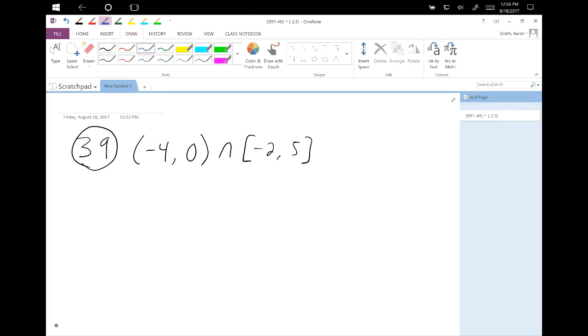Number 39 asks us to graph this set. -4 to 0, not inclusive on either of those, intersect -2, 5, inclusive on both of those.